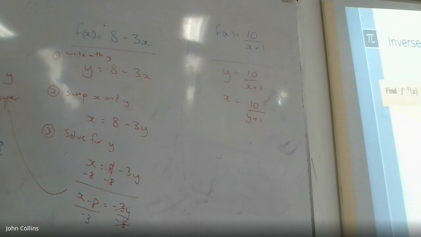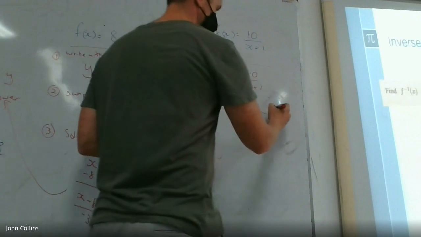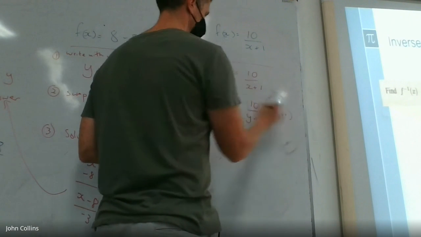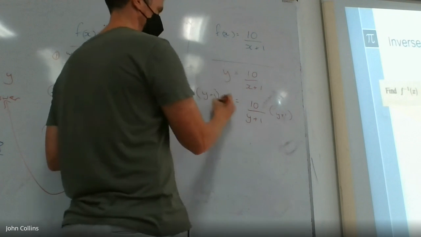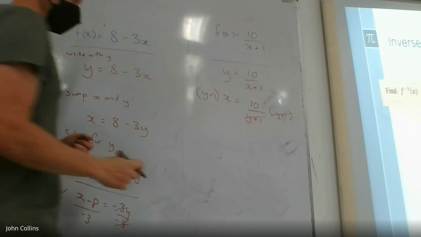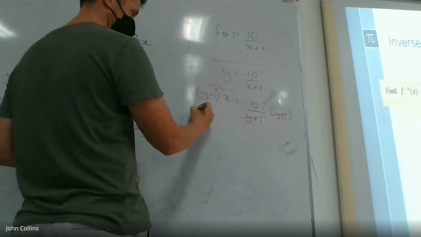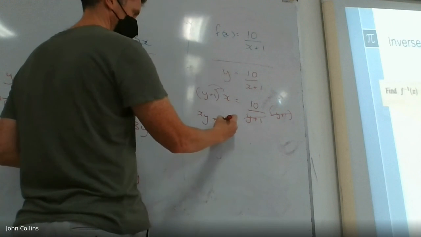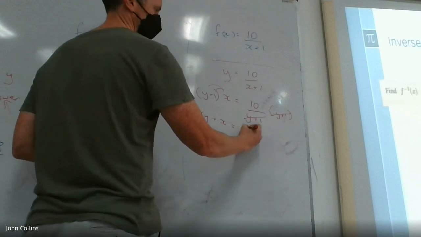What would I do? Chip. Multiply x with y plus 1. Yes. Multiply both sides by y plus 1. So remove the y plus 1 divider. x needs to be multiplied by both of these. I get xy plus x is equal to 10.